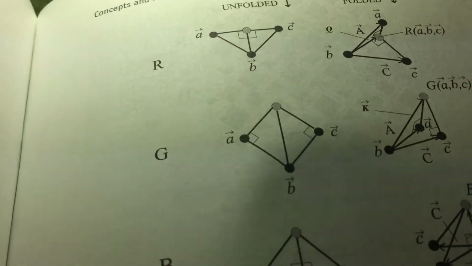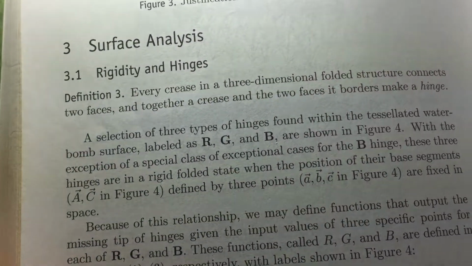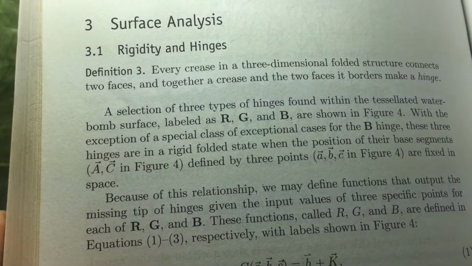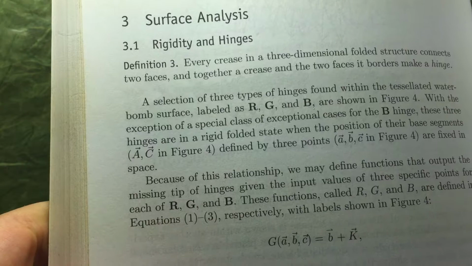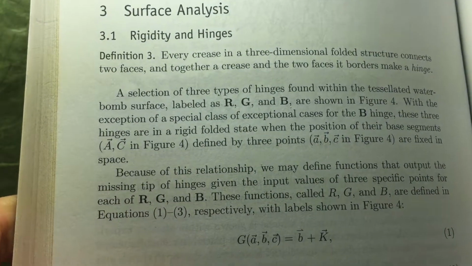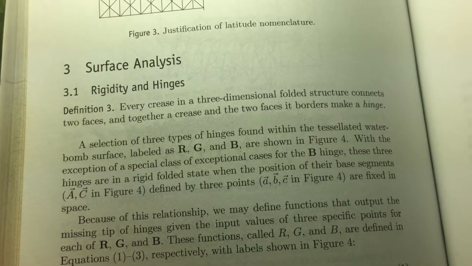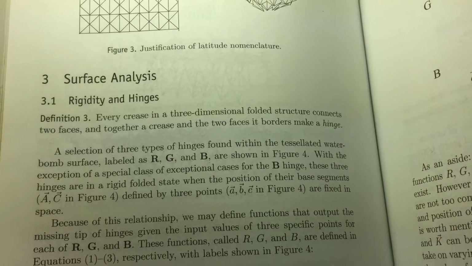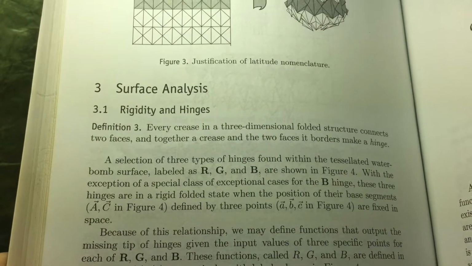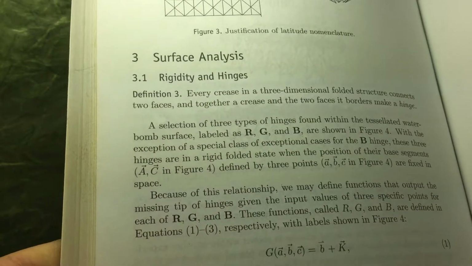By hinge, I mean these things here. A selection of three types of hinges found within these tessellated waterbomb surfaces, labeled as R, G, and B, are shown in Figure 4, with the exception of a special class of exceptional cases for the B hinge. These three hinges are in a rigid folded state when the position of their base segments, defined by 3 points, are fixed in space. That's the pure math part of this paper.